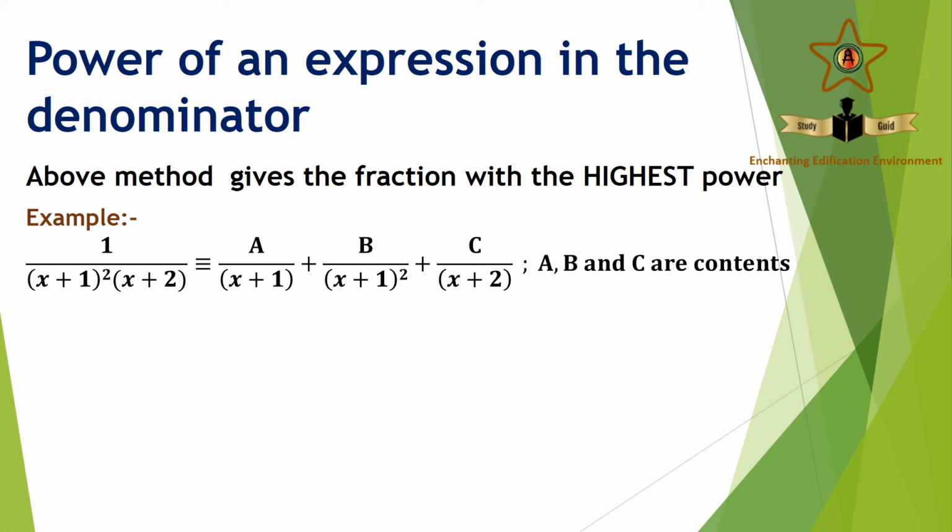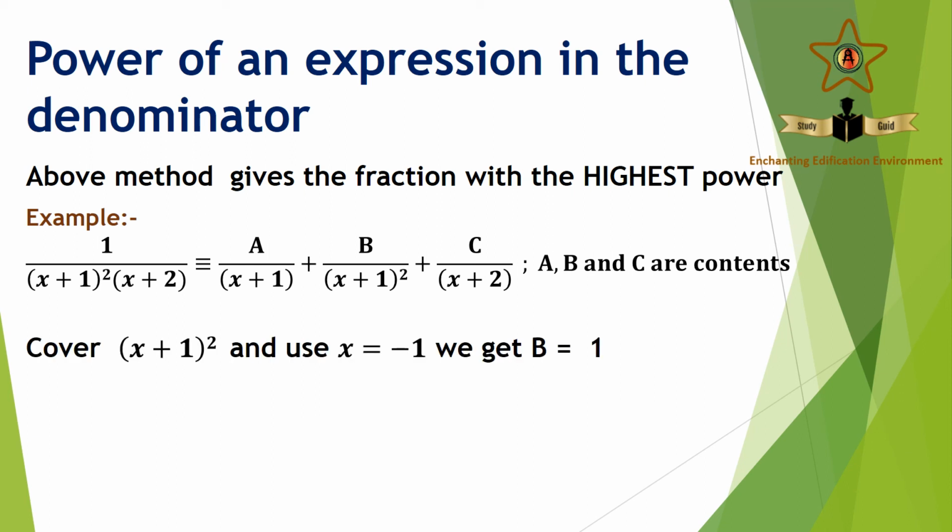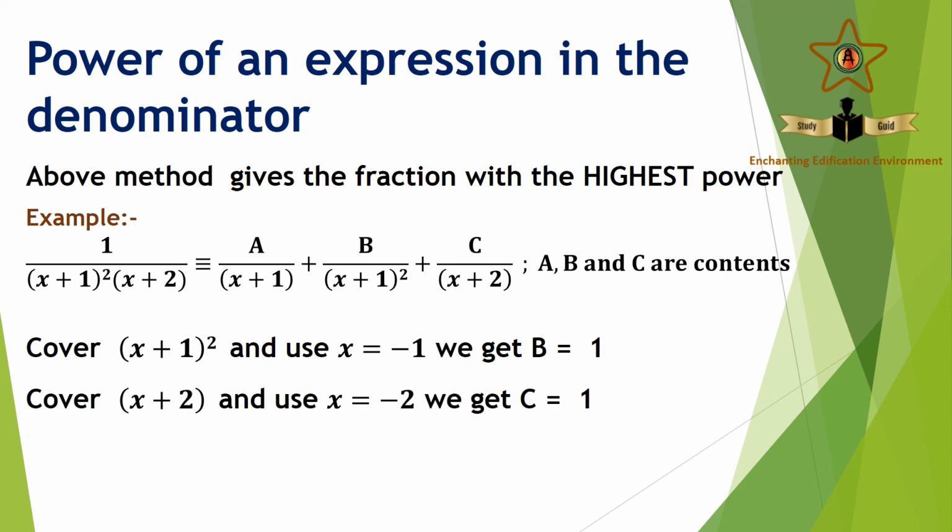Now when we use the above method, we can get b and c. b is the constant of the highest power of the expression. That is, we have x + 1 and (x + 1)^2. So when we use the above method, we cannot get a, but we can get b. Now we will see. We cover (x + 1)^2 and use x = -1. Then we get b as 1. Then we cover x + 2 and use x = -2. Then we get c as 1.